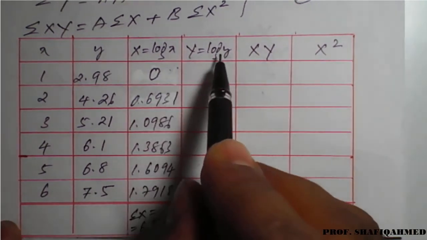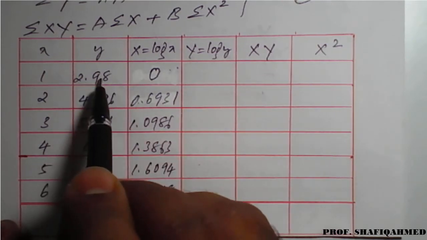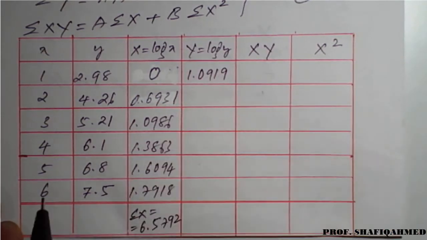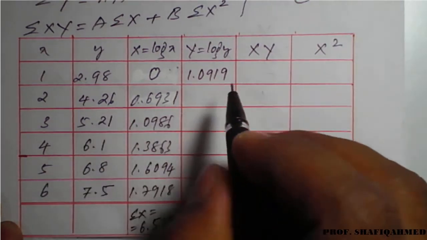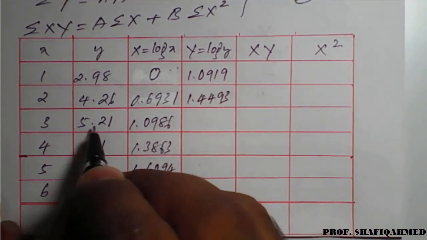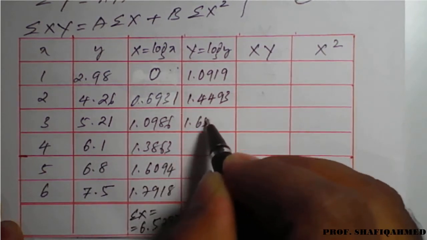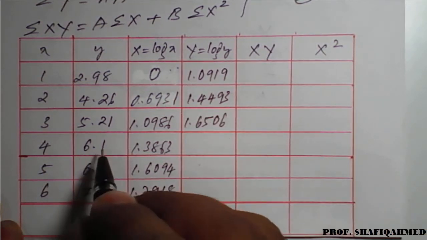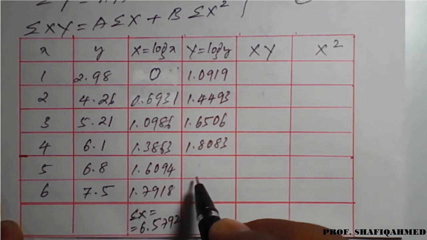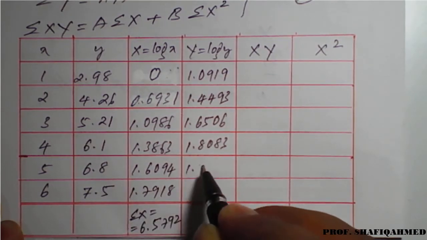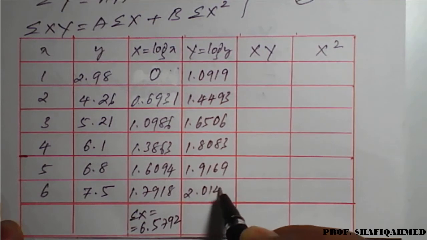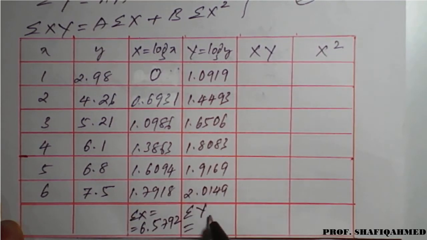Similarly, we need to work out capital Y using ln of y. ln of 2.98 will be 1.0919, ln of 4.26 will be 1.4493, ln of 5.21 will be 1.6506, ln of 6.1 will be 1.8083, ln of 6.8 will be 1.9169, ln of 7.5 is 2.0149. Then the summation of capital Y will be 9.9319.